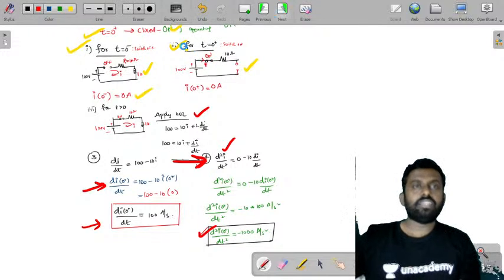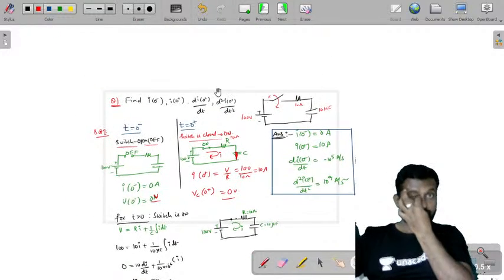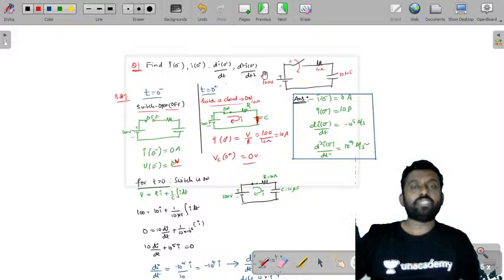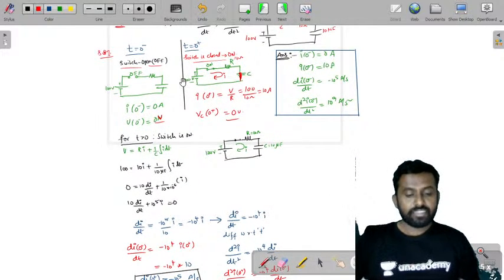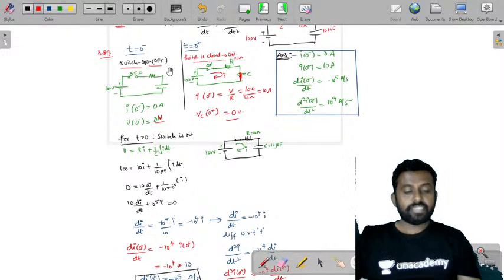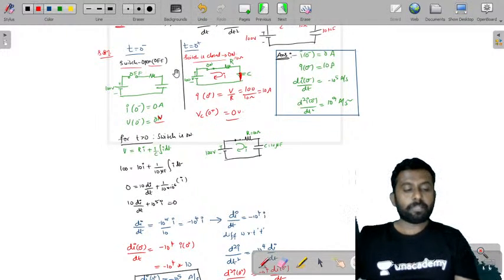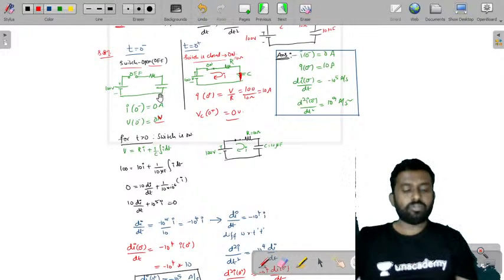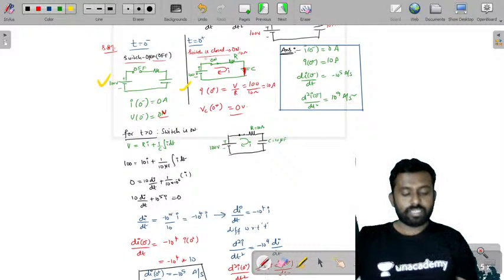Next, the second question is another question, an RC series circuit. We are asked to find I of 0 minus, I of 0 plus, di of 0 plus by dt, and d square I of 0 plus by dt square. We take 0 minus and 0 plus, with the switch open and closed. Then we draw the diagrams: this is one diagram, and this is the other diagram for t equal to 0 minus and 0 plus.